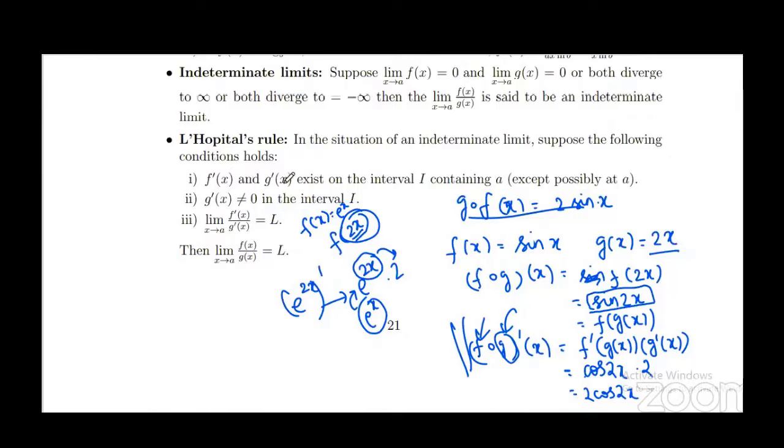F dash and g dash should exist in an interval, which implies that the function should be continuous, right? Differentiability implies continuity. At that point, or in the interval? In the interval containing the point, not at that point. So that's what is written here, except possibly at A. The derivative need not exist at A, but it should exist at points around A. Good.